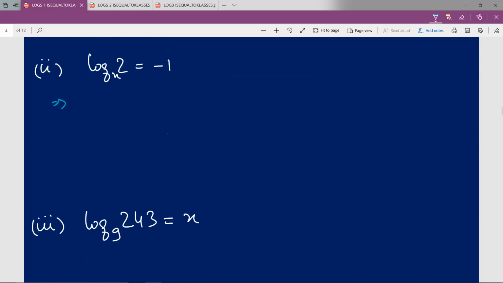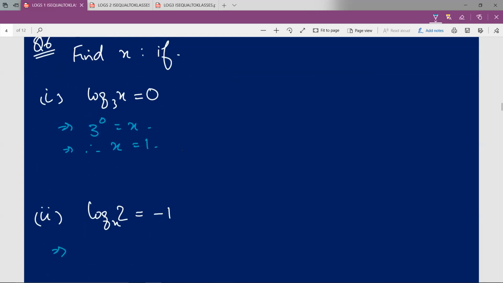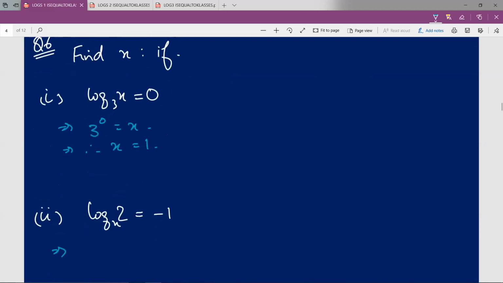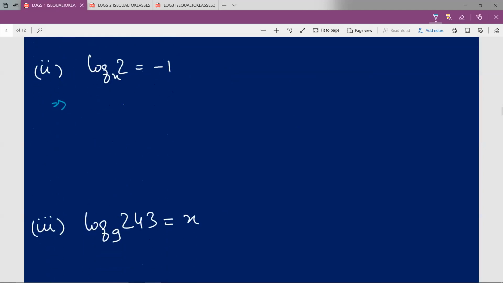Again, over here in the first subpart, what was there is log of x to the base 3 is equal to 0. Now over here, we have to find log of 2 to the base x. In the first question, the base was already given, that is 3. In the second subpart, the base is not given. The base is equal to x. We have to find x. So log of 2 to the base x is equal to -1. So in exponential form, I could rearrange this as x raised to the power -1 is equal to 2.